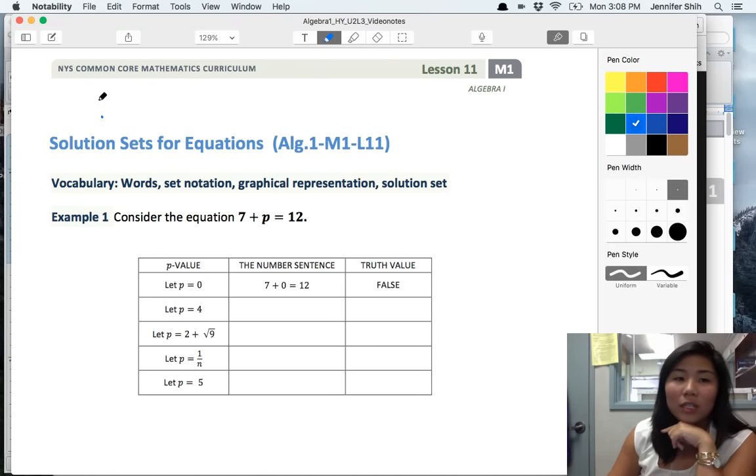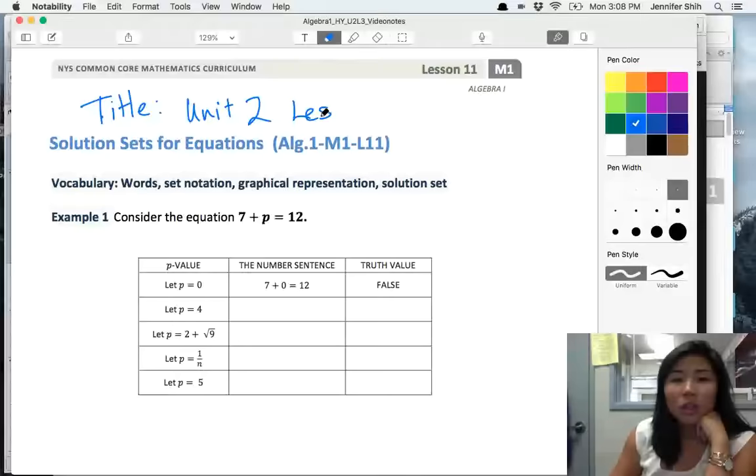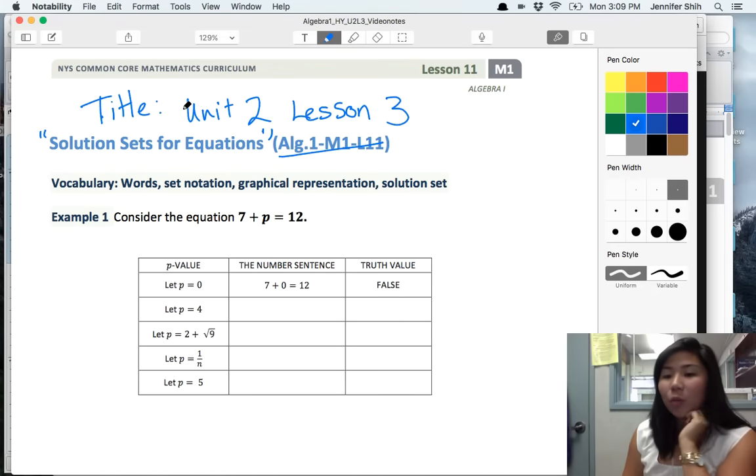You are going to put the title as Unit 2, Lesson 3, Solution Sets for Equations. So you don't have to write this part down, but you have to write solution sets for equations. The vocabulary that we are going to be using in today's video is words like set notation, graphical representation, solution set. When we get to those points, I'm also going to define what those things are.